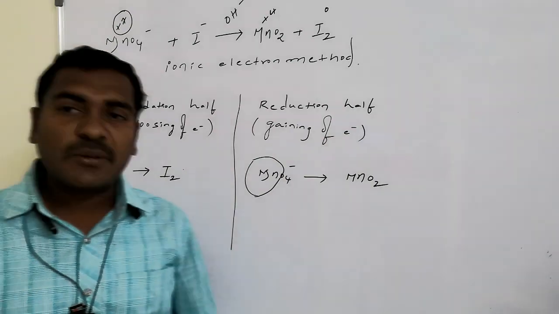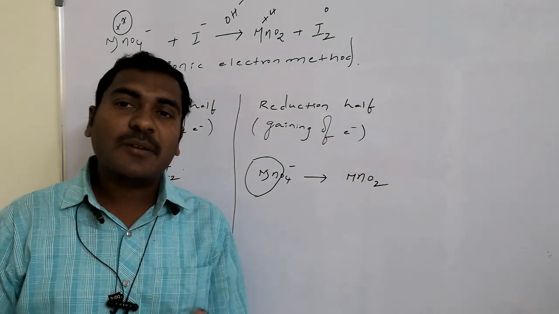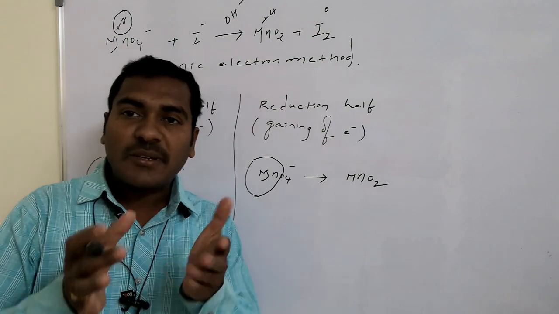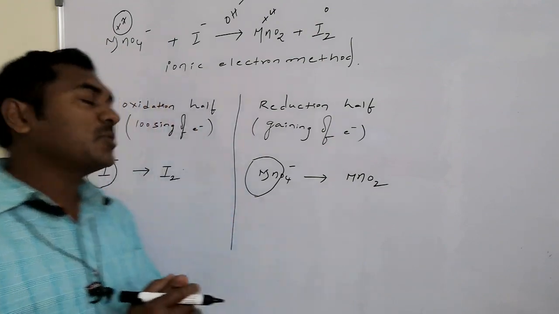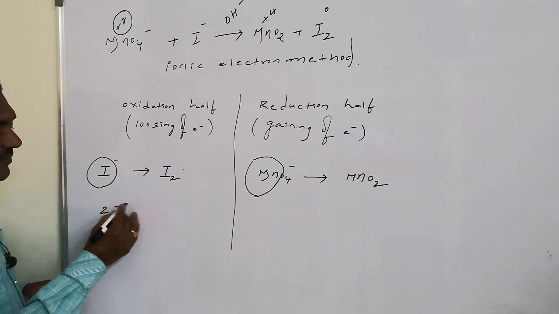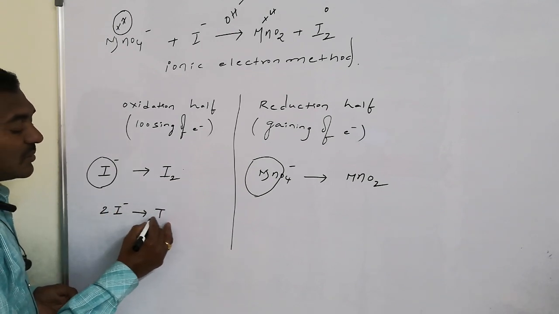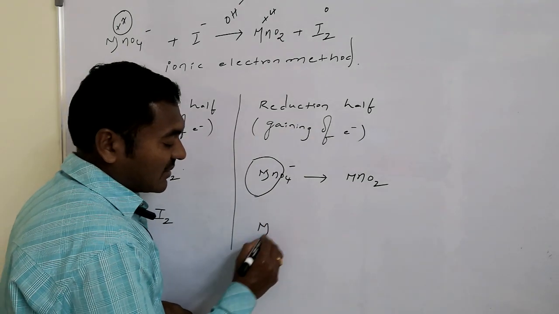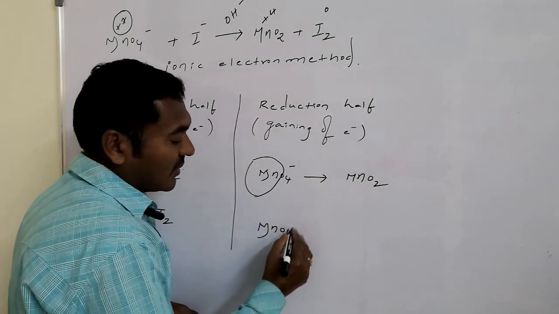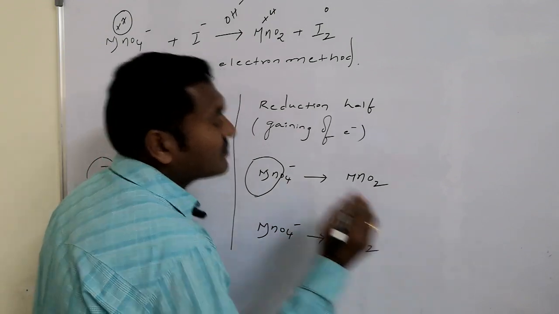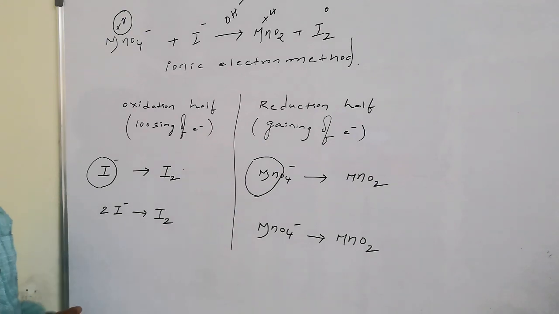I2 is a molecule, so we can't ignore it, because I2 can't be made into halves or fractions. I2 is the minimum that should be maintained. Therefore 2 times I minus is converted to I2. Similarly here MnO4 minus is converted to MnO2. This is the law of conservation of central atoms.